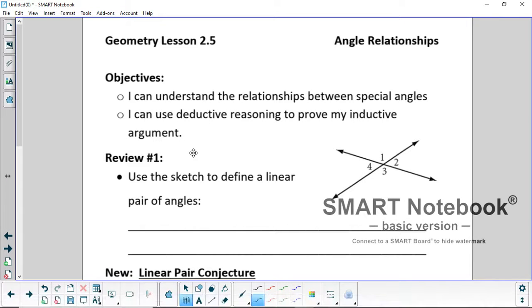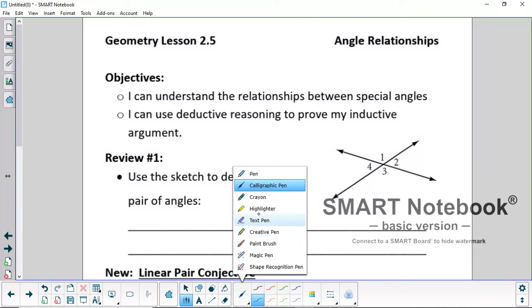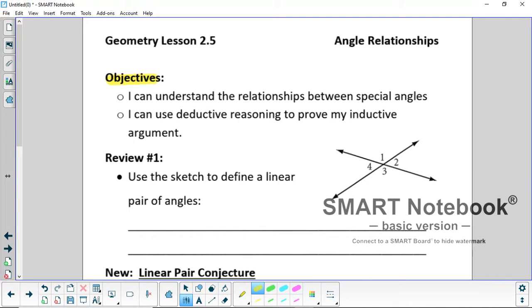Hi everybody, we are going to be doing geometry lesson 2.5 today, which is talking about angles and their relationships. Earlier we had talked about specific types of angles when we had crisscrossing lines. Let me go back to the objectives here. We want to be able to understand the relationships between special angles and then prove those relationships using deductive reasoning.